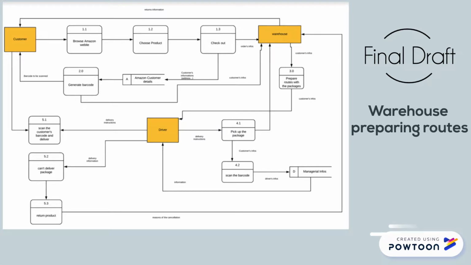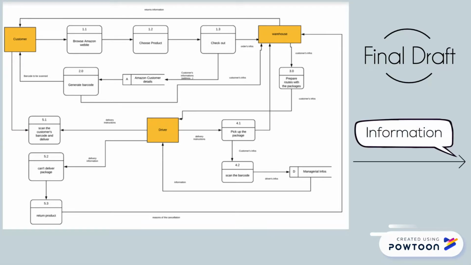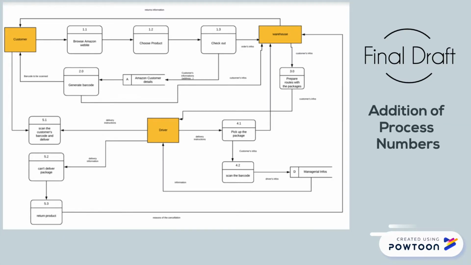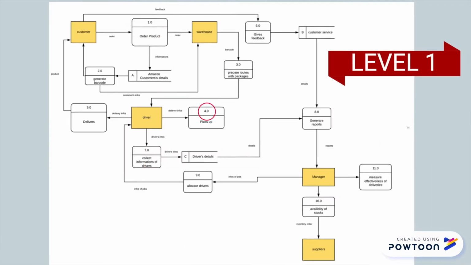In our final draft, the warehouse prepares routes with the packages divided into groups, assigning the direction in which these are meant to go in. This information is then given to the drivers. We also added information about data flows by labeling all the arrows describing the type of data involved. Finally, we added process numbers, which we decided by consulting the Level 1 DFD, showing all the main processes, which we then expanded in our TPS and MIS.